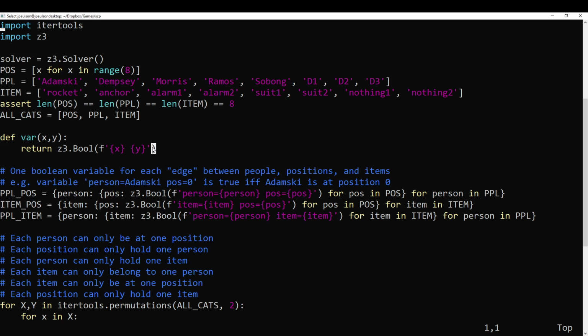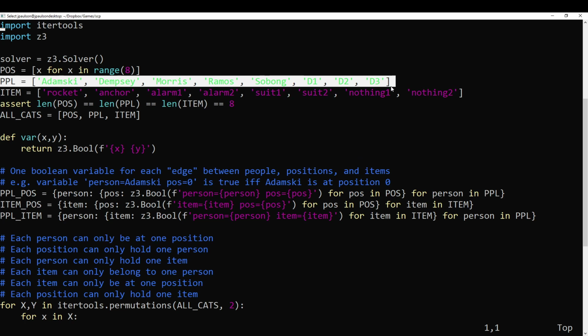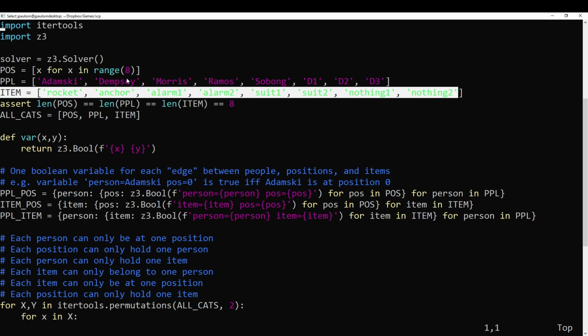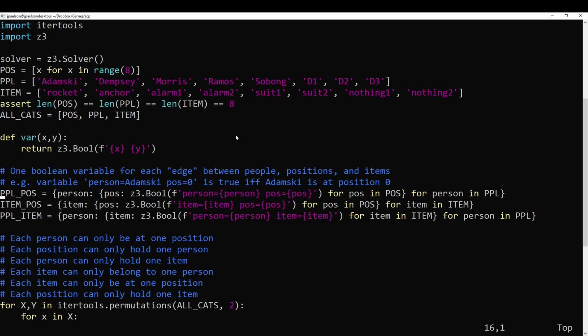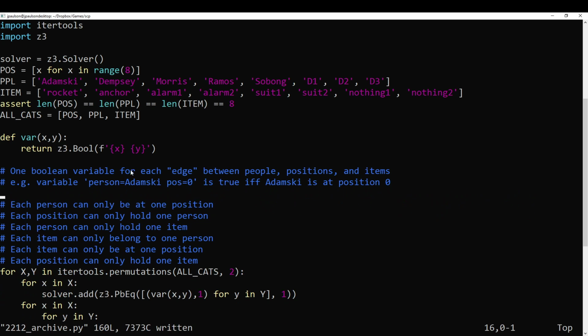So how's that going to work? There are 8 positions, 8 people, and 8 items. For each pair, we're going to have one Boolean. Each of the people could be at each of the positions, so for each pair of position and person, we're going to have a Boolean that's true if and only if that person is at that position. So that's 64 Booleans.